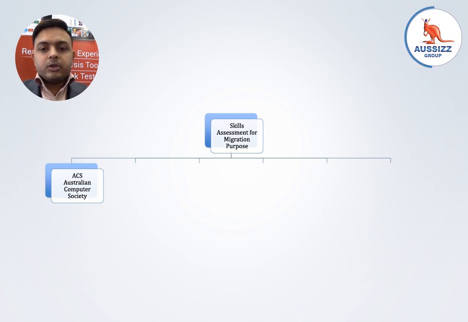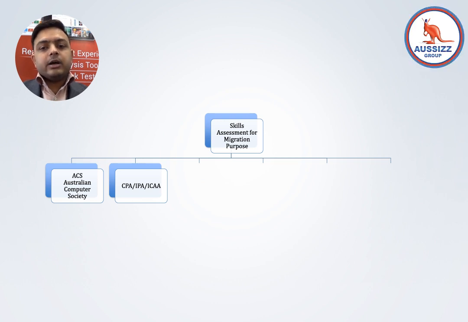Now, the second assessment body is CPA, IPA, or ICA. These three bodies assess the same thing. They assess accountants basically. So an applicant can choose to go for any of these assessment bodies. There is no difference between the requirements. The occupations that you can choose with these bodies are generally accountant general, management accountant, taxation accountant, external auditor, occupations like this.